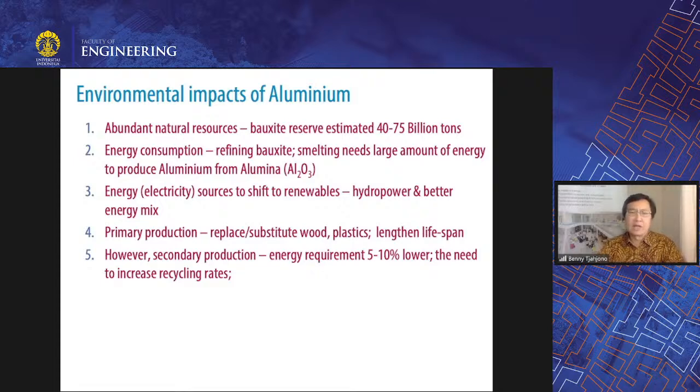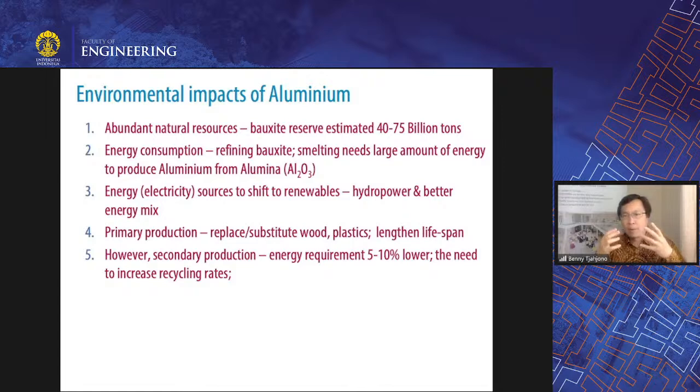Of course, we know that aluminium is at the moment still abundant in terms of natural resources. Bauxite reserves are estimated at 40 to 75 billion tons. However, the problem with aluminium, especially the primary production, is the energy consumption: the refinement of the bauxite and smelting need a large amount of energy.